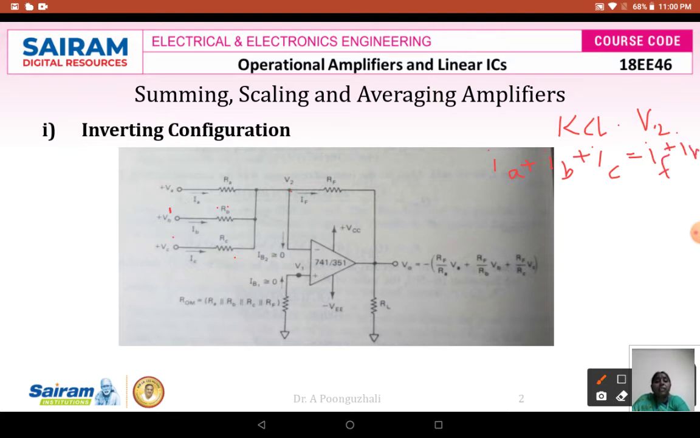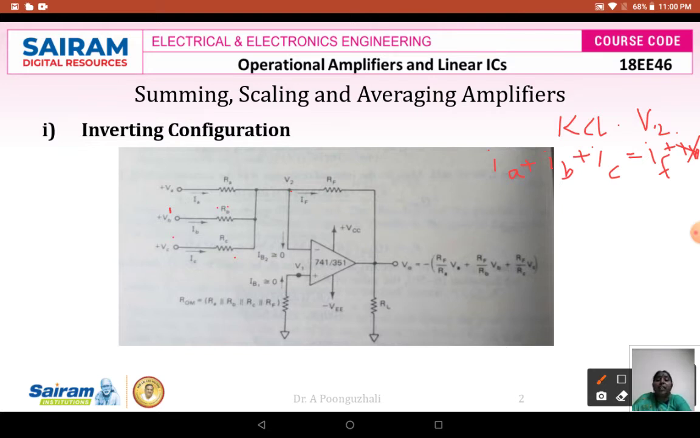plus IB2. You know that this IB2 is going to be the current drawn. The ideal condition of your operational amplifier is that the current drawn by the input terminals of your operational amplifier is 0. So if the current drawn by the input terminals is 0, it means IB2 is going to be 0. So I can neglect this. If I neglect it, my equation is going to be IA plus IB plus IC is equal to IF.